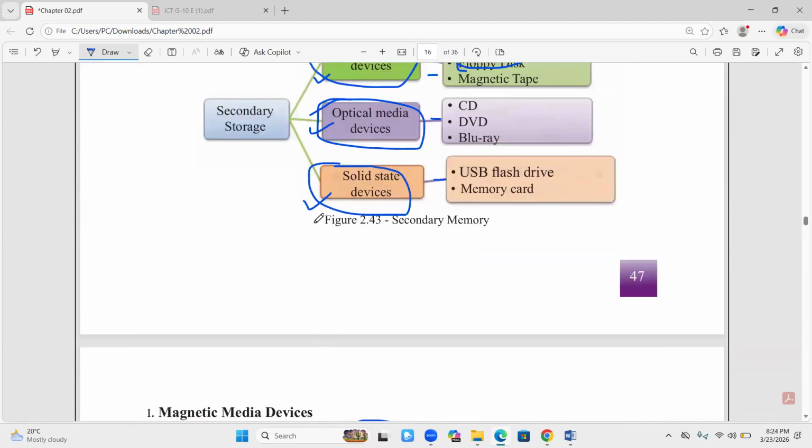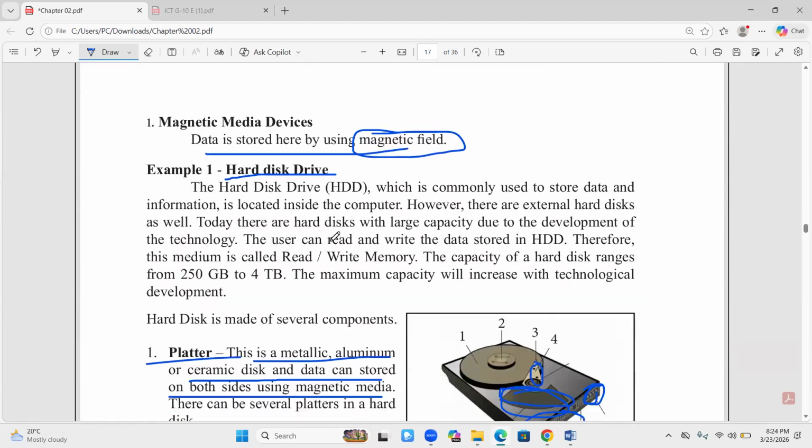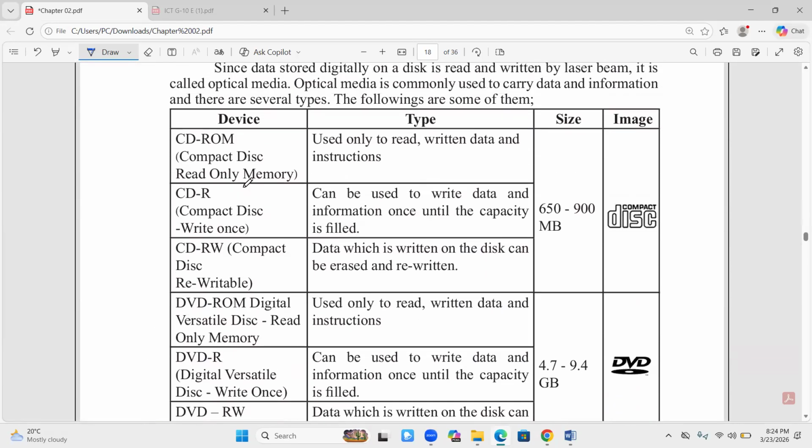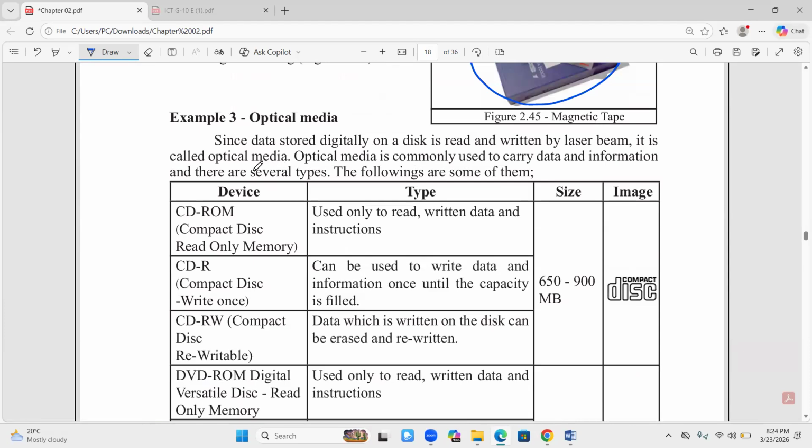Right. And the second category of secondary storage is optical media devices. Under optical media devices, the examples are CD, DVD, and Blu-ray disc. Since data stored digitally on a disk is read and written by a laser beam, it is called optical media. The laser beam is the main technology used in optical media devices.